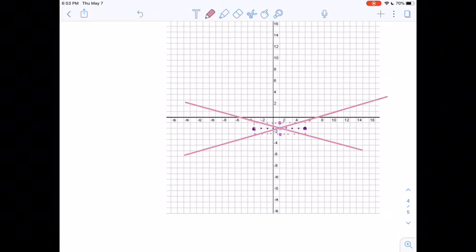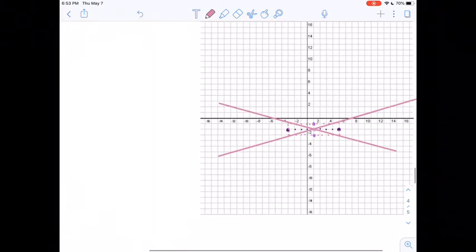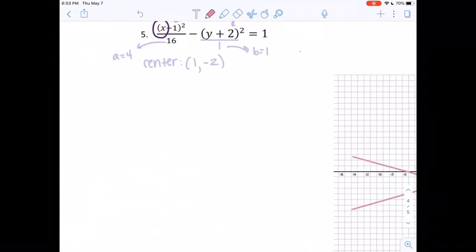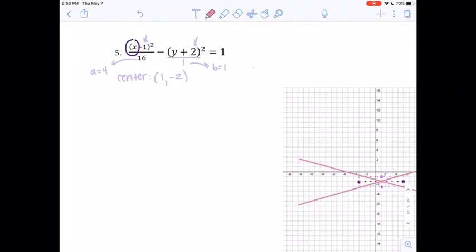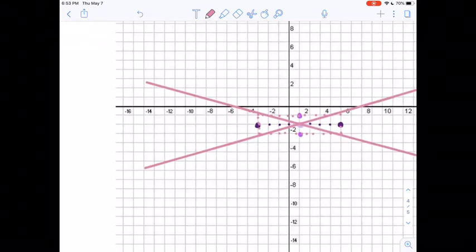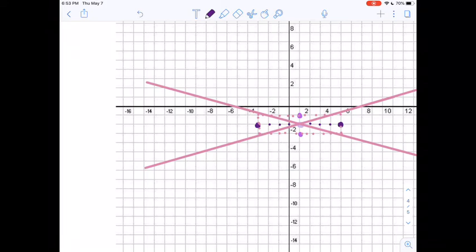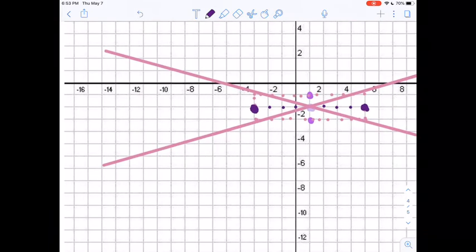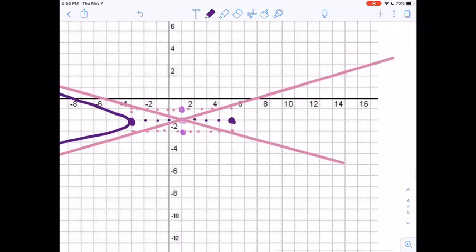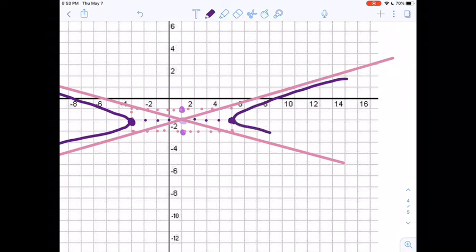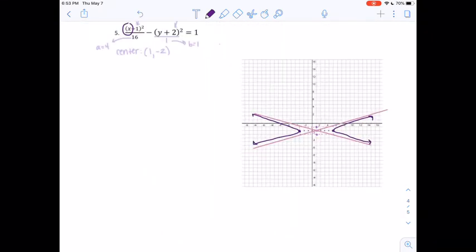Okay, and now let's determine which one's my vertices, the dark purple or the light purple. So I know which way they open. Well, we are subtracting y, so it's kind of repelling the y-axis. So that means they're opening left and right. So the dark purple are going to act as my vertices, and I'm going to use the asymptotes as a guide. I'm going to do the same thing on the other side. And there you go. There's your hyperbola.